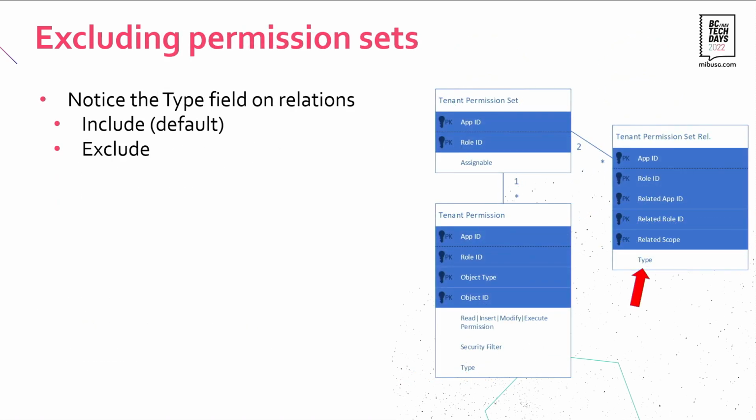Now, you can do the same with permission sets. Just like the permissions had a type, the relation between the permission sets also has a type. You can see that in the small, inconspicuous little red arrow over there that points to the type, which can either be include or exclude. Include is the default, but you can also exclude a permission set. So how does this work?